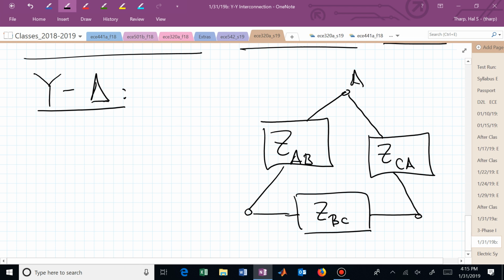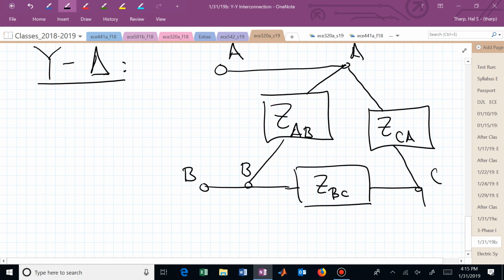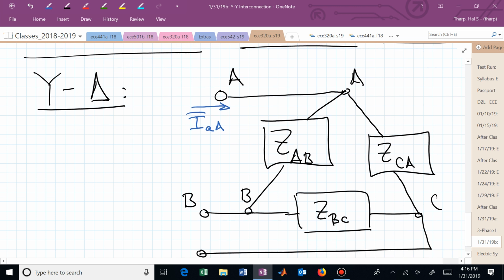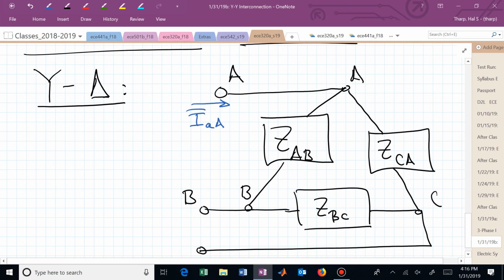This is terminal A, terminal B, and terminal C, which we might pull out and say, well, there's A, here's B, and there's C. This current would be the line current, and that's I sub AA. But now how do I compute the A phase load power? What's the formula that I need to compute the A phase load power for this delta connected load?